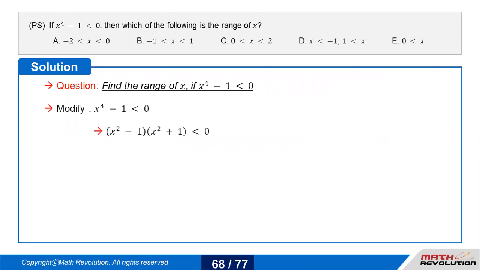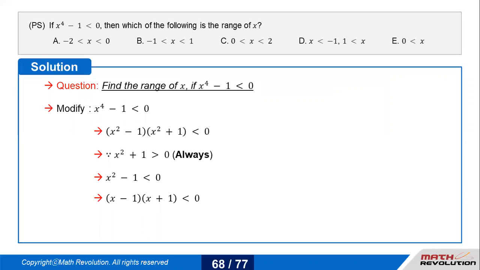We have this question: x to the power 4 minus 1 is less than 0. 1 to the power 4 is 1, so this is how I can express it. That becomes x to the power 4 minus 1 to the power 4, which becomes (x square) whole square minus (1 square) whole square. A square minus b square is (a minus b)(a plus b). So I factorize it as (x square minus 1) times (x square plus 1) is less than 0.